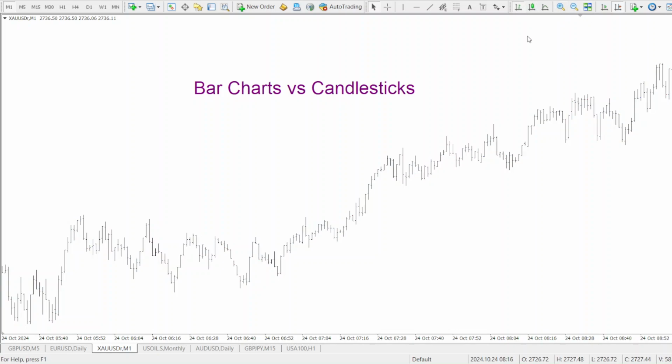Now, bar charts offer a straightforward representation of price movements over time. As we can see, it's more straightforward than candlesticks.